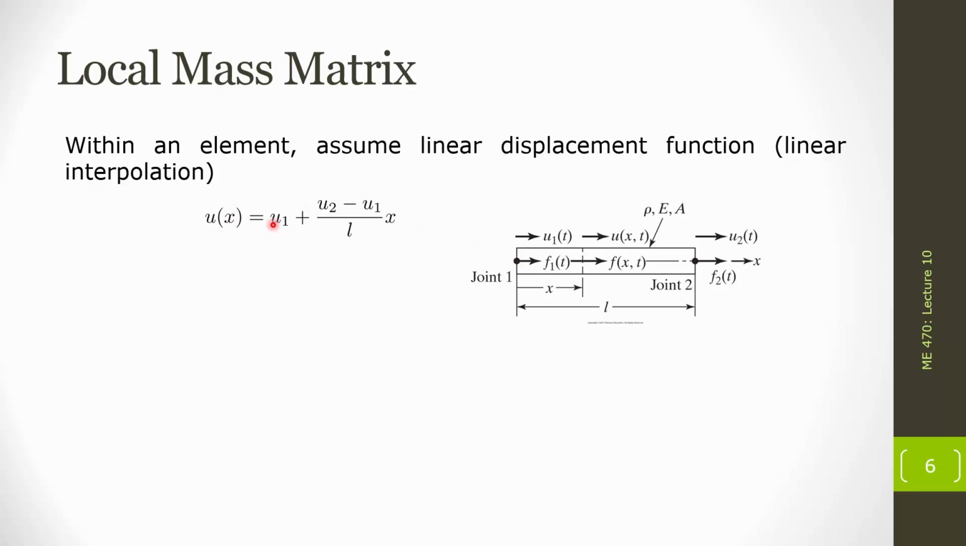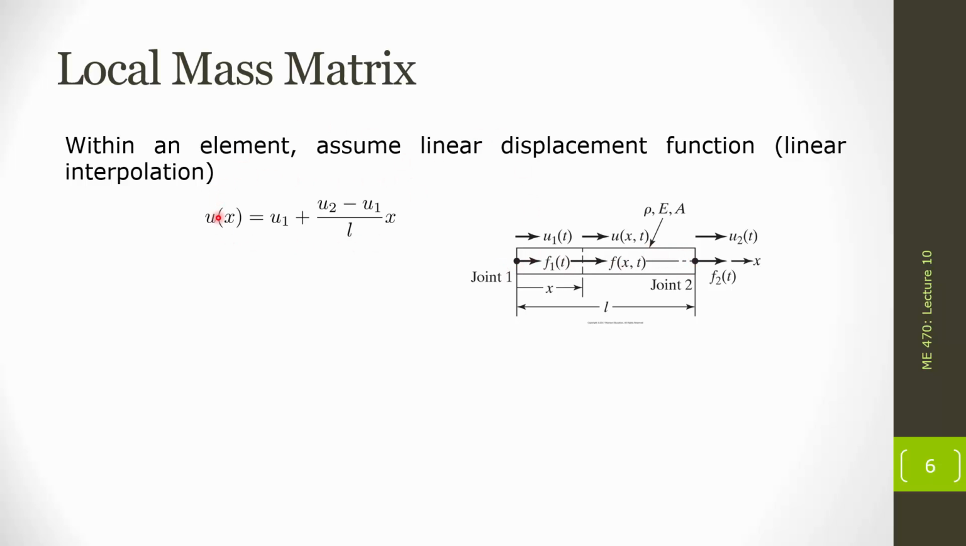So let's see what happens here. If x is 0, if we're at the extreme left, well, then we're just getting u1. If we're at the extreme right, where x is equal to L, then we're just getting u2. And that's just going to be this linear gradient in between.